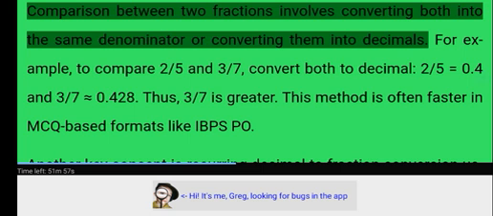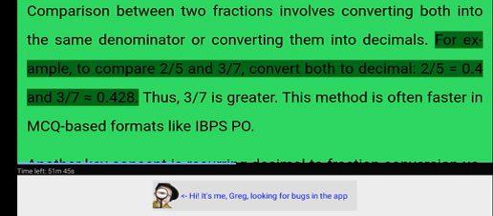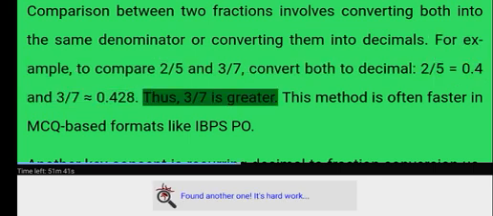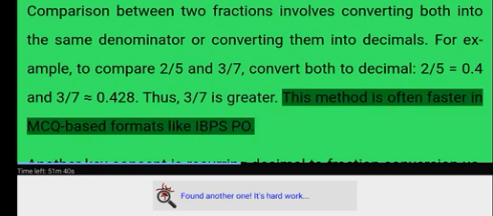Comparison between two fractions involves converting both into the same denominator or converting them into decimals. For example, to compare 2/5 and 3/7, convert both to decimals. 2/5 equals 0.4 and 3/7 approximately equals 0.428. Thus, 3/7 is greater. This method is often faster in MCQ-based formats like IBPS PO.